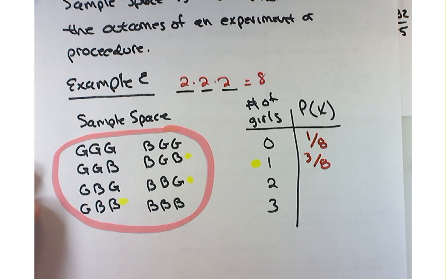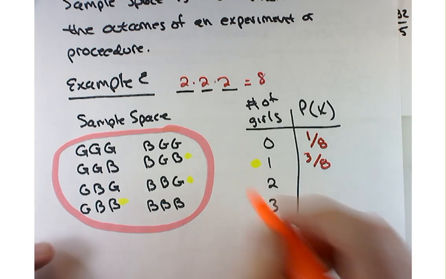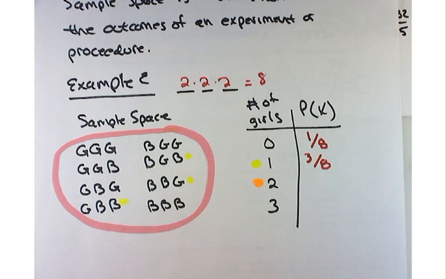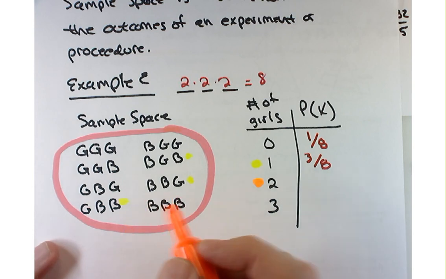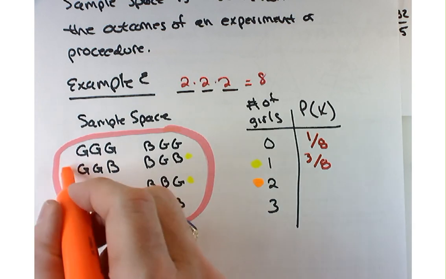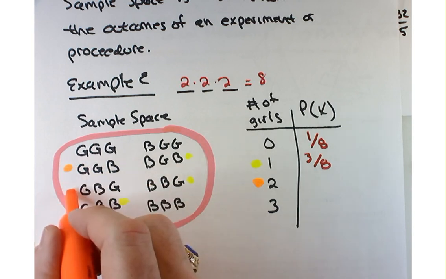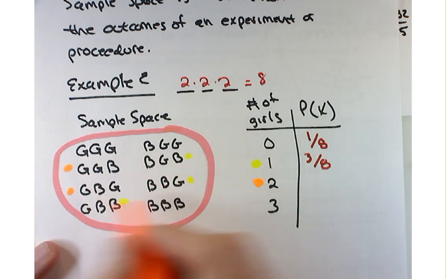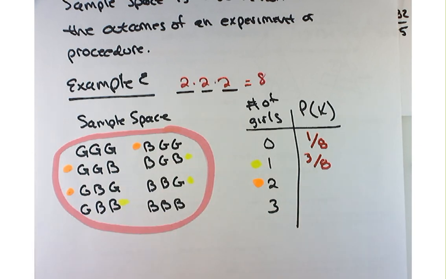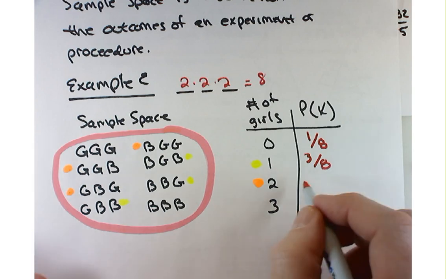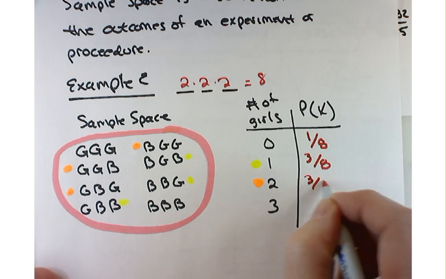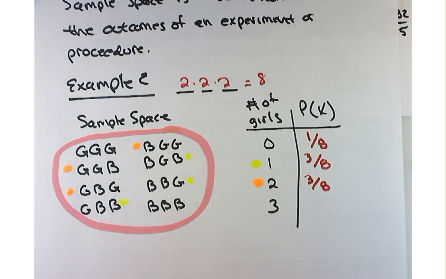There's likewise a chance that you get 2 girls. Try and identify the events that represent exactly 2 girls. One, 2, and then 3. So I think I got that right. I'm only seeing 3 here. Did I miss one? No. So 3 out of 8 is your probability there.